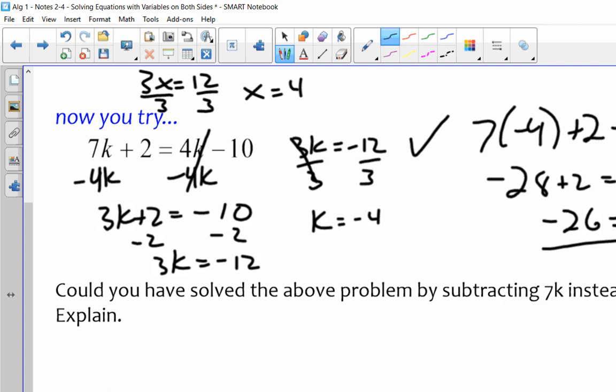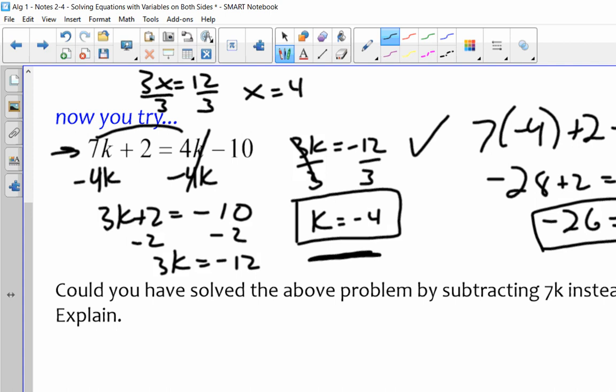So I got k is equal to -4 as my answer. I went ahead and I checked it by plugging it back into the original equation, and I got the same thing on both sides. So that tells me I'm right. Down here below, the question says, could you have solved the above problem by subtracting 7k instead of 4k first? So basically it's saying, back here, could I have subtracted this from the other side? And yeah, you can. And if you did everything right, you didn't make any mistakes, you would have got the same k equals -4 that way, and by plugging it back in, you would have gotten the same thing there.